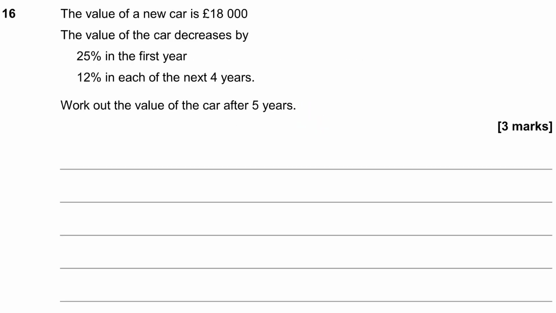Question 16. The value of a new car is £18,000 and the value of the car decreases by 25% in the first year and then 12% in each of the next 4 years. Work out the value of the car after 5 years.